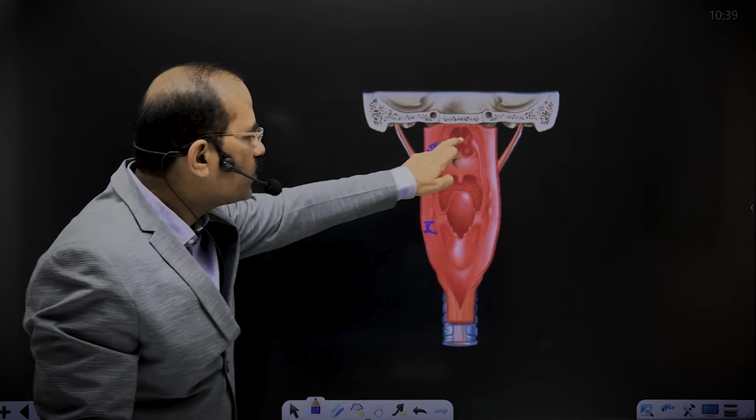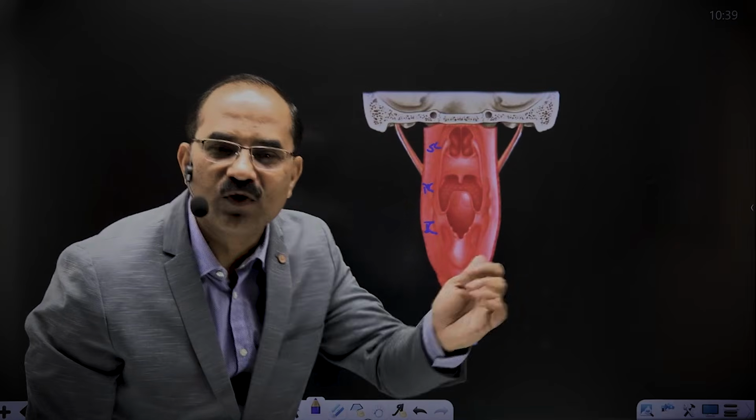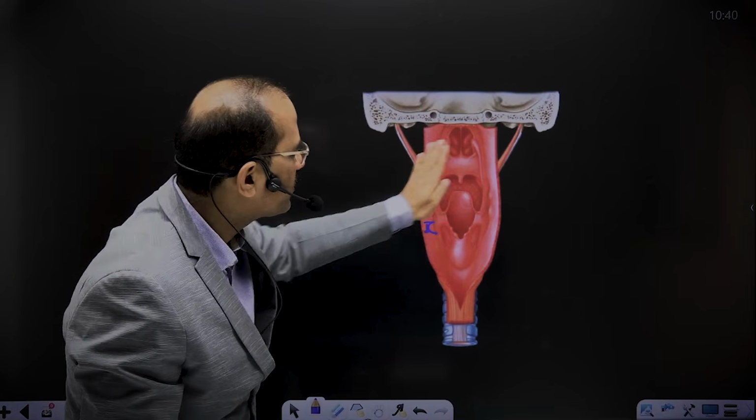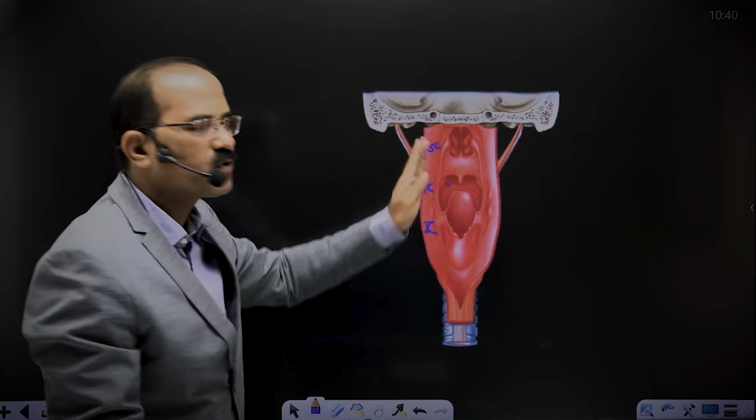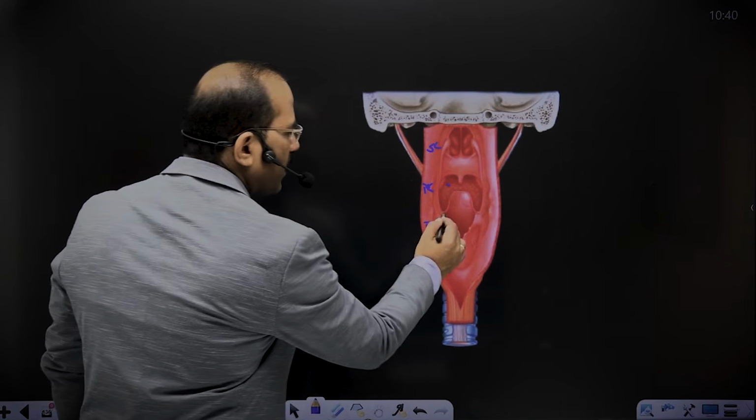Now this is the nose. So this part of the pharynx behind the nose is going to be the nasopharynx. That's a tongue, so that's the mouth. This part of the pharynx behind the oral cavity is going to be the oropharynx.